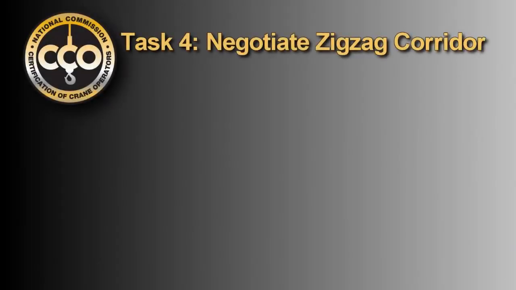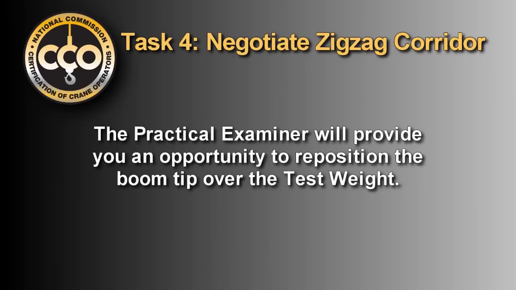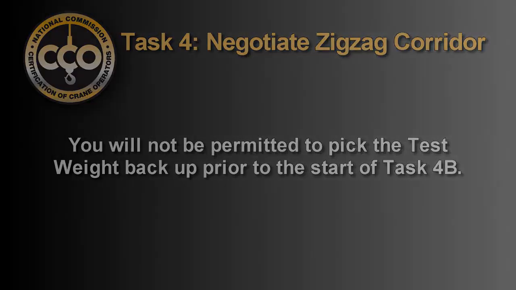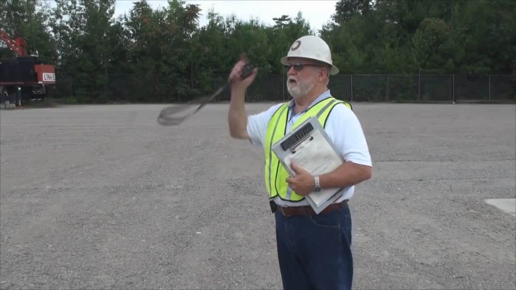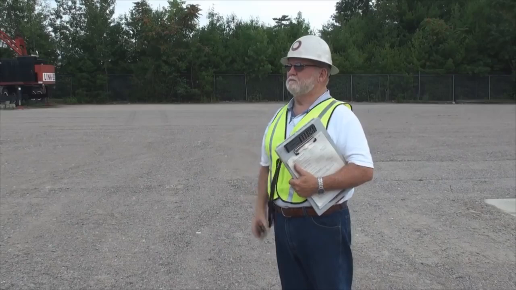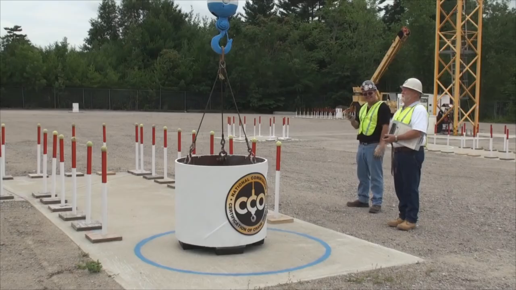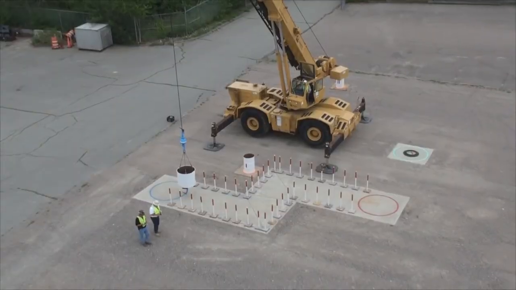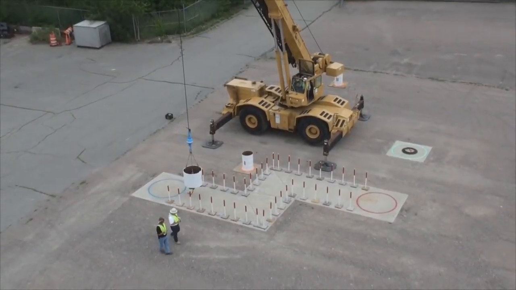Once task 4A is complete, the practical examiner will provide you an opportunity to reposition the boom tip over the test weight, but you will not be permitted to pick the test weight back up prior to the start of task 4B. For task 4B, at the examiner's indication to start, at which point timing will begin, lift the test weight from the stop circle and travel back through the corridor in a reverse direction.